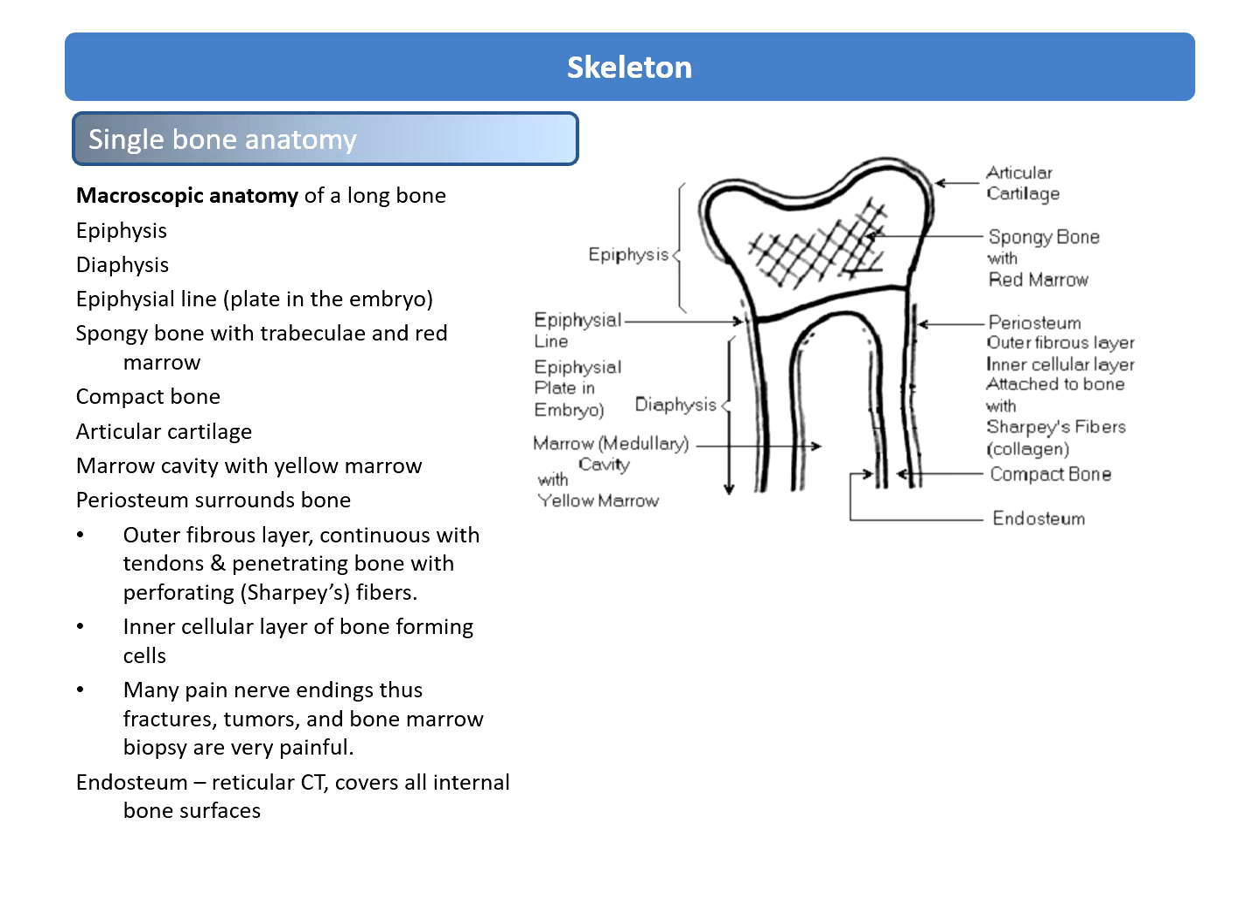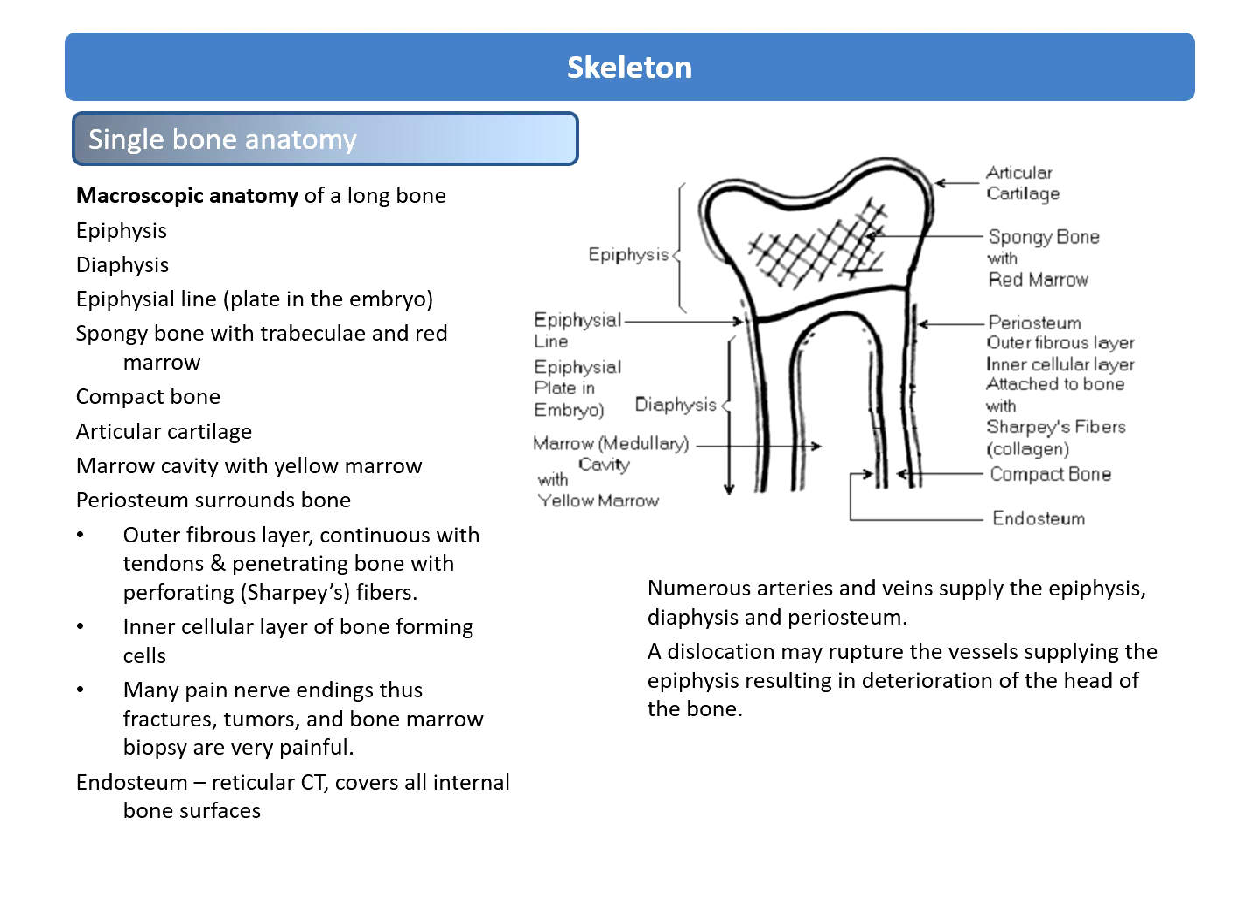The endosteum is an inner lining of the bone. It consists of reticular connective tissue. It covers all of the internal bone surfaces. Numerous arteries and veins supply the epiphysis, the diaphysis, and the periosteum. A dislocation may rupture some of the vessels supplying the epiphysis, and this may result in a deterioration of the head of the bone. Nerves are located along with the blood vessels.